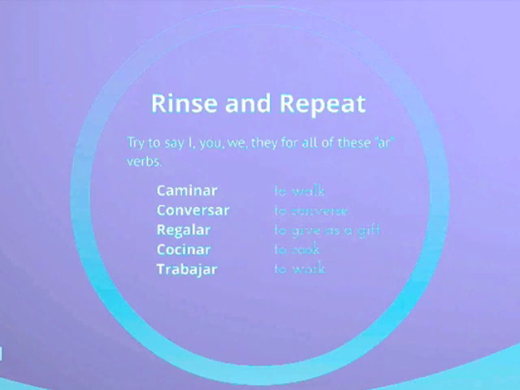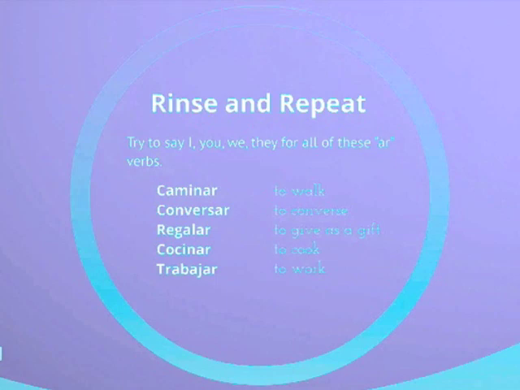Ellos regalan. Nice. Notice where I'm putting the emphasis. It's not regalan. It's regalan. You're putting the emphasis on the second to last syllable. Regalan. Caminan. Conversan.